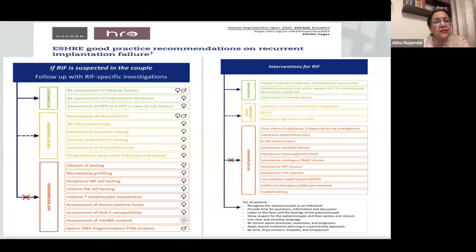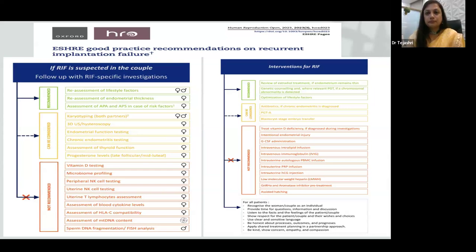Karyotype of both the partners, endometrial function testing, chronic endometritis, whether I test or not, if the history is of too many interventions, DNCs, hysteroscopies, or even people who inject PRP, I think chronic endometritis happens there also. So I would give them a course of antibiotic. And progesterone levels we've now started seeing before embryo transfer, thyroid function we assess and all. And even APS, APLA.